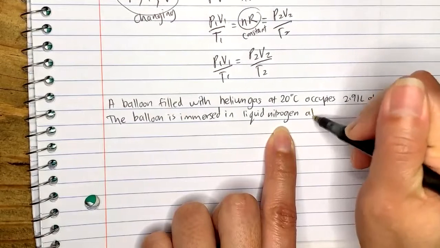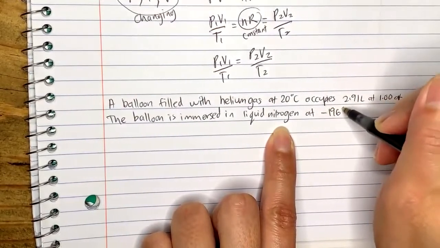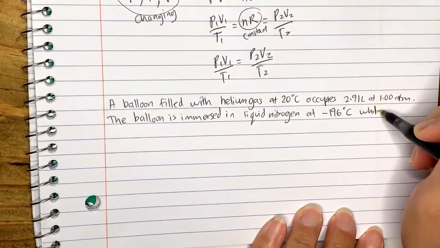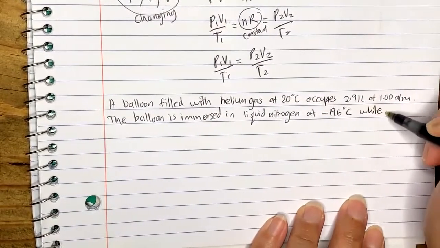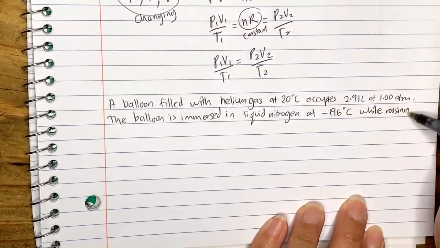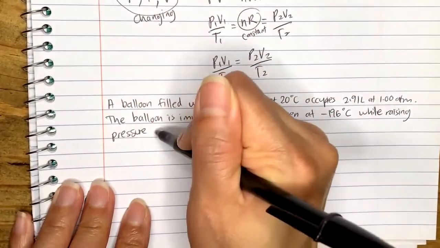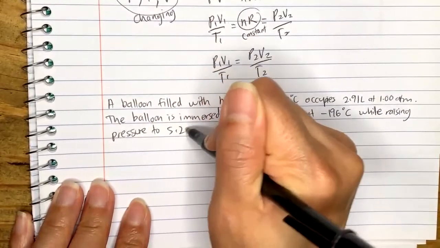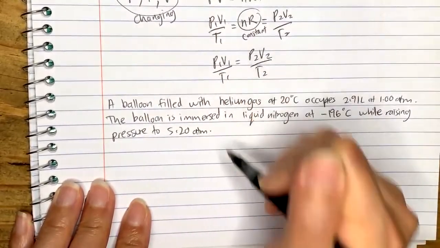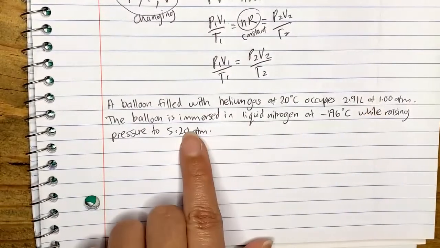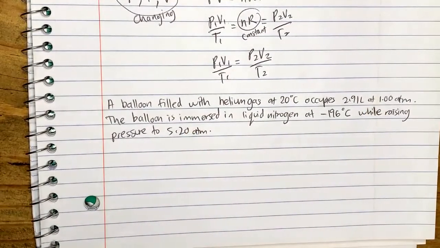Anyway, so the balloon is immersed in liquid nitrogen, really, really cold. At what temperature? At negative 196 Celsius. That is so cold. While raising the pressure to 5.20 atm. That's really high pressure, because 1 atm is where we are, so 5.20 is a lot higher pressure.